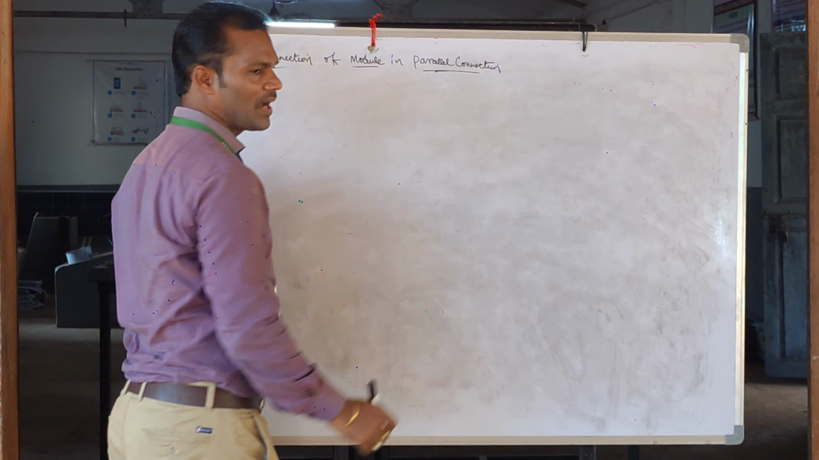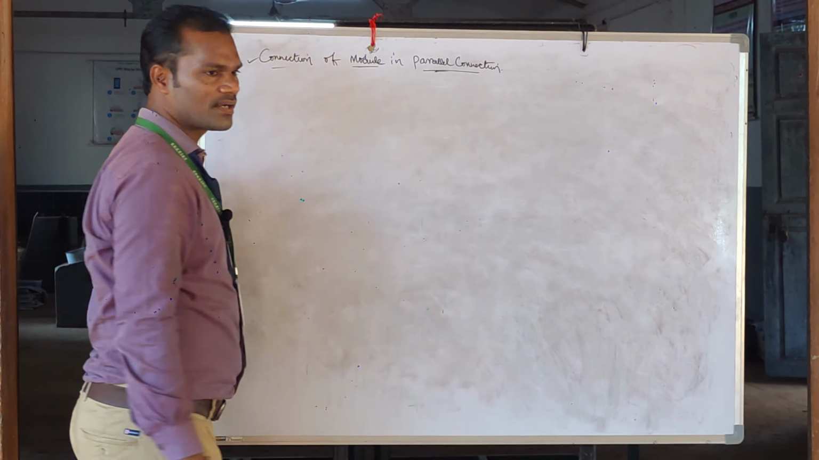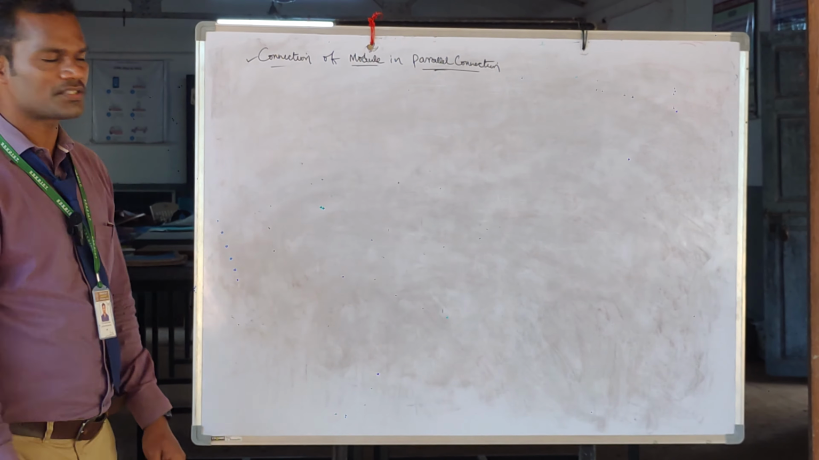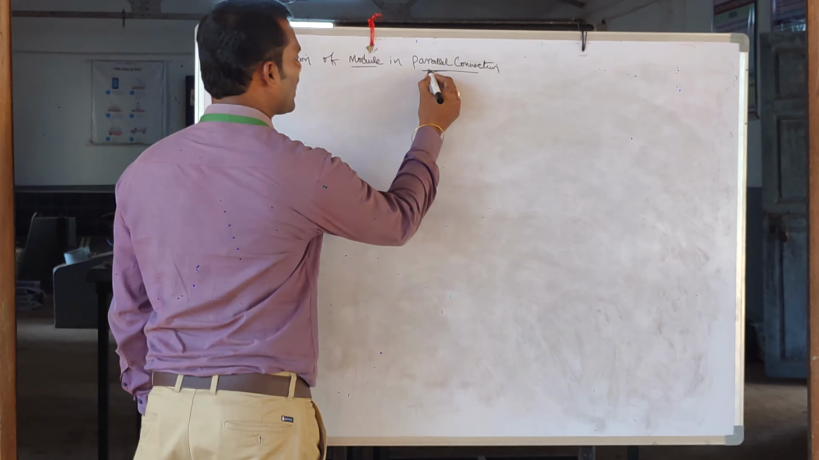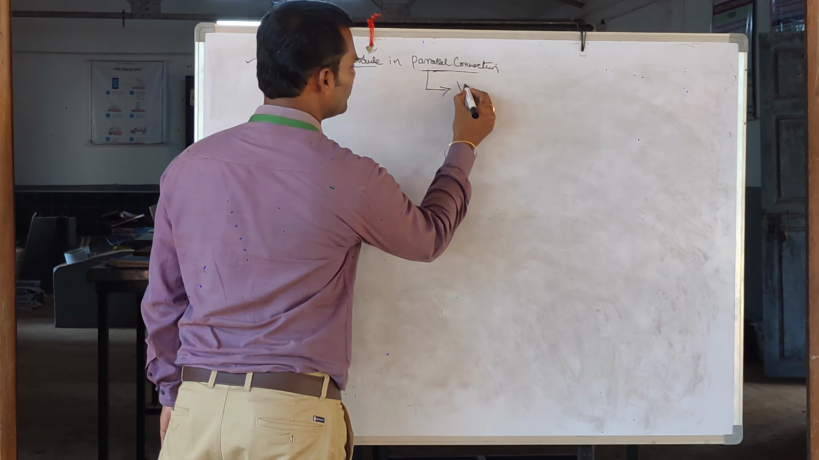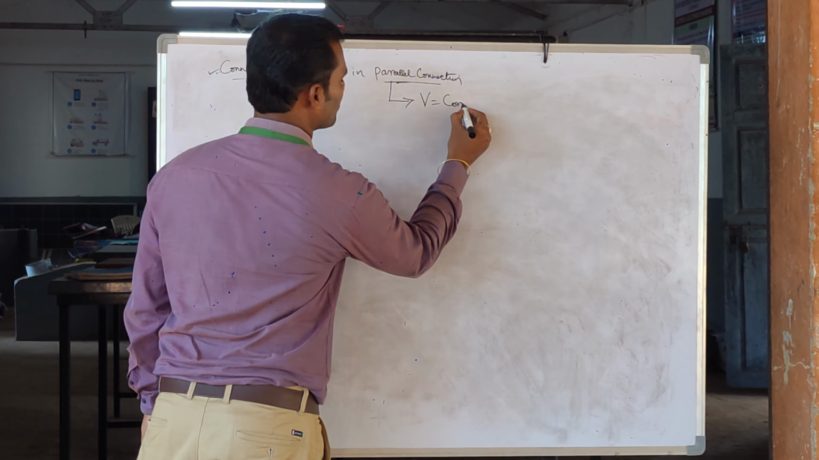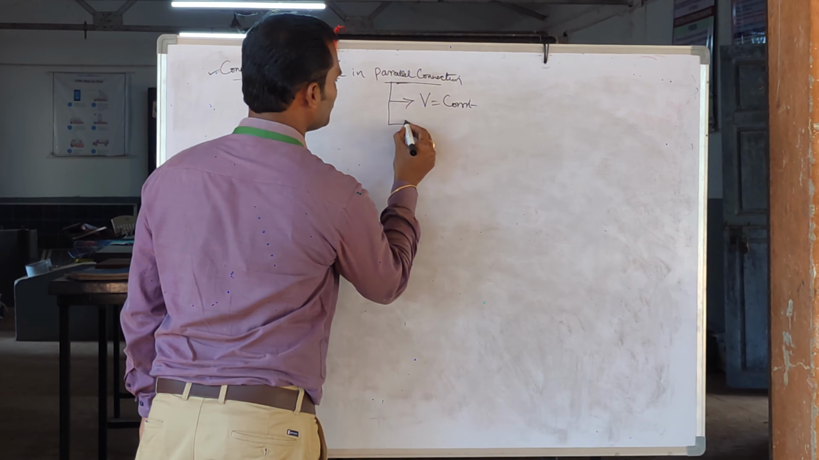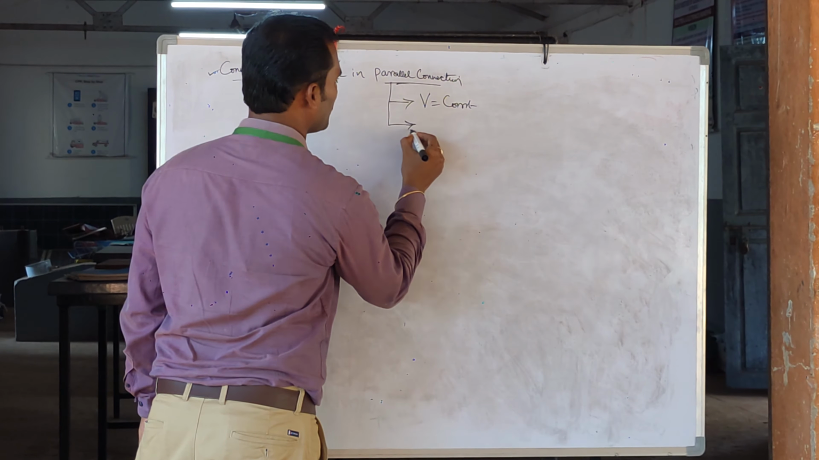About the connection of solar PV modules in parallel connection. Let's see, in a parallel connection, what is constant? Voltage is constant and the magnitude of current is increased. So how to make the connection? You take a solar panel. This is solar panel 1, this is solar panel 2.